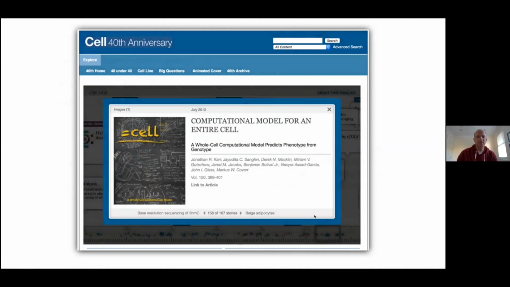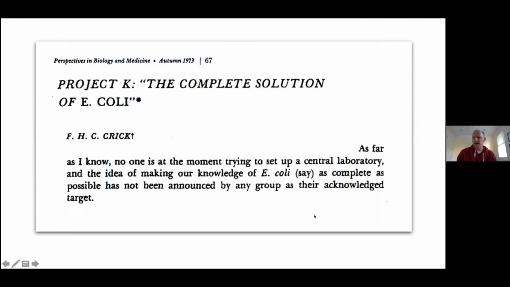I'm going to springboard past that by talking about one of the maybe lesser known challenges that Francis Crick proposed in 1973, which is actually my birth year. He and Sydney Brenner, and kind of a lightly credited Sydney Brenner, proposed this Project K as building a complete solution of E. coli. The idea was that they put all their eggs into one basket, and try as a global community to build a model of E. coli, taking as much as they possibly can into account and really solving this bacterium.